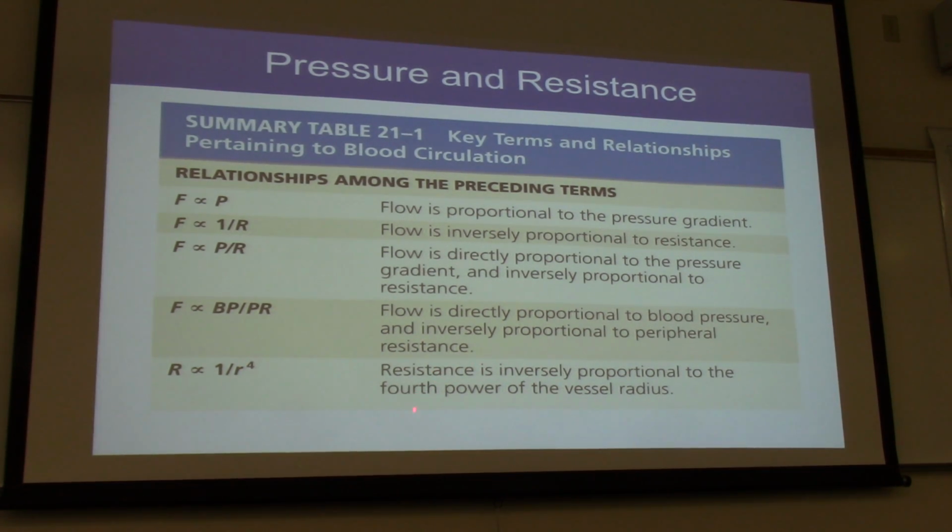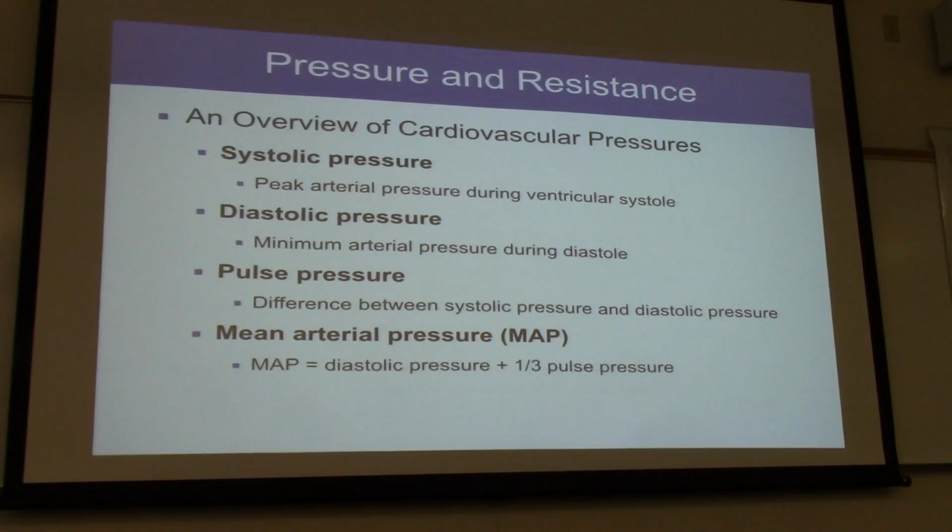And the last one, which is maybe the most important one, you'll see this one on the test, I can promise you, is that the resistance of any blood vessel is inversely proportional to the fourth power of the vessel radius. Whoa! So as vessels get narrower, they really jack up their resistance. That's why arteriosclerosis kills so badly, because arteriosclerosis causes narrowing of the arteries, which increases the resistance, and it's inversely proportional to the fourth power of the radius. So as the radius gets smaller, the resistance really goes up.